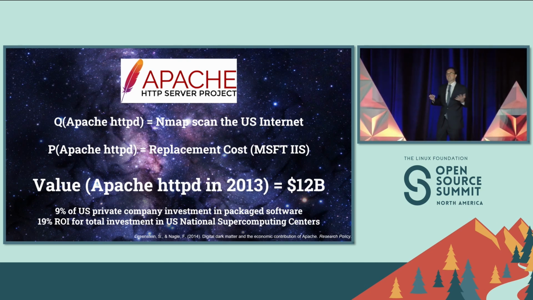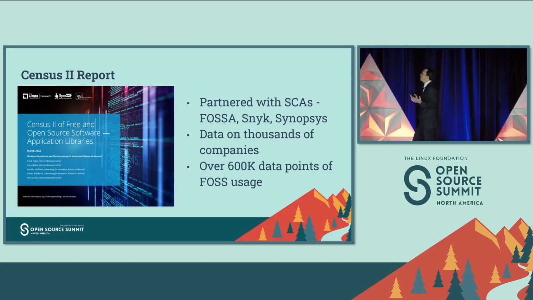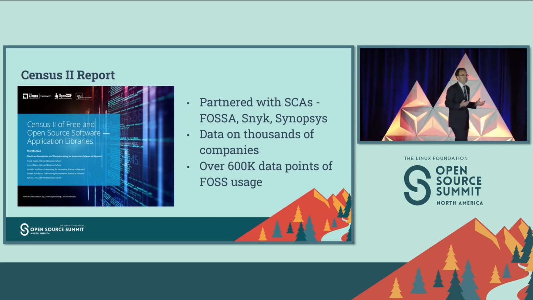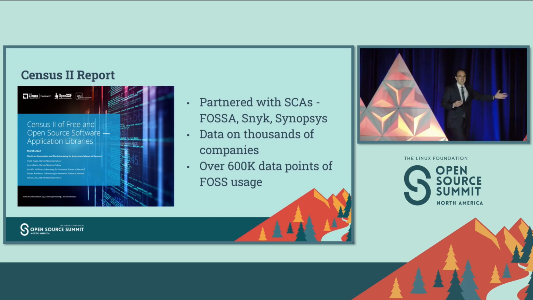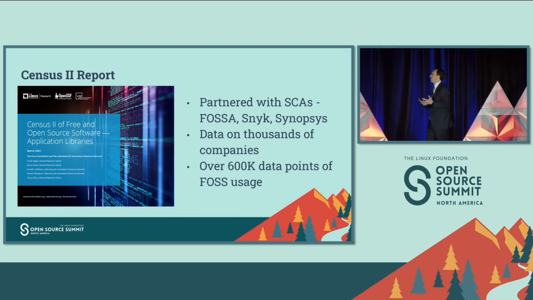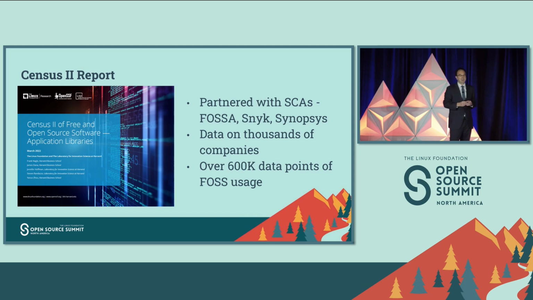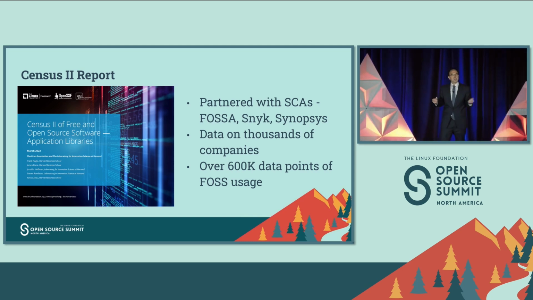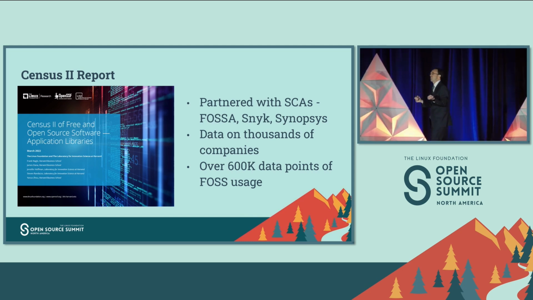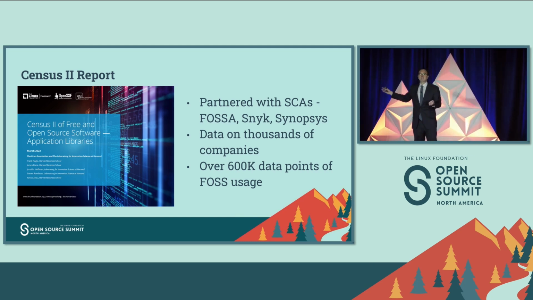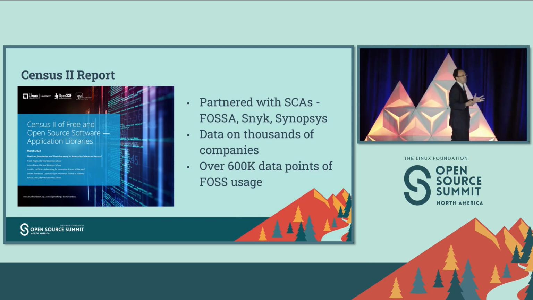We knew we were going to need to partner here, and so a few years later, we partnered with the Linux Foundation to release what ended up being called the Census 2 report. The Census 1 was an older report that was just focused on the kernel. But we partnered with a handful of software composition analysis companies to try and measure and understand the open source being used at thousands of companies across the world. We end up seeing about 600,000 data points of open source usage.